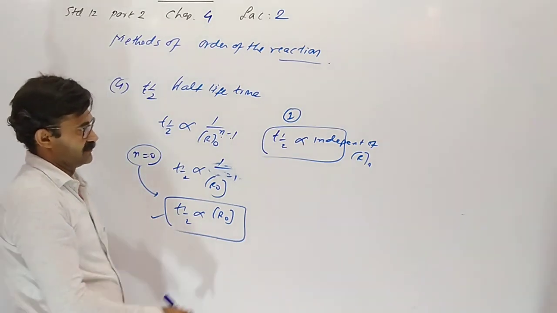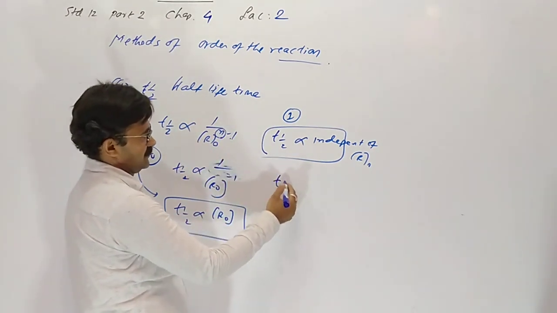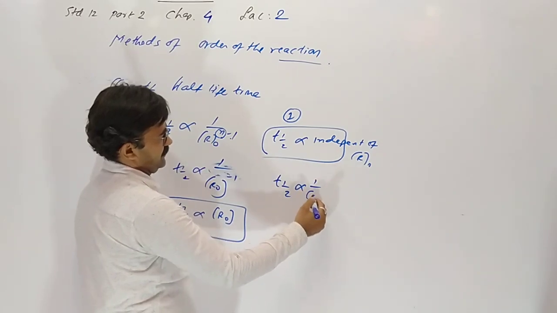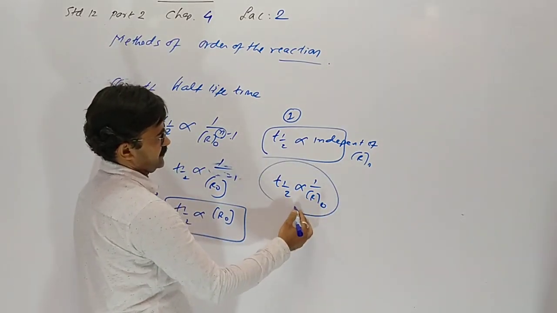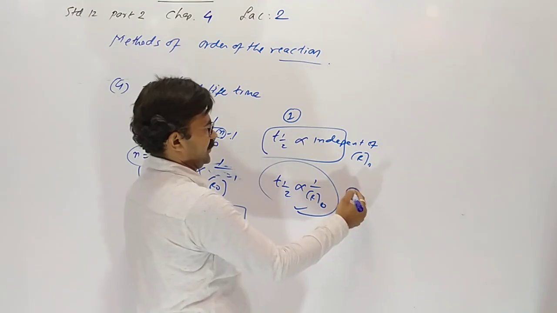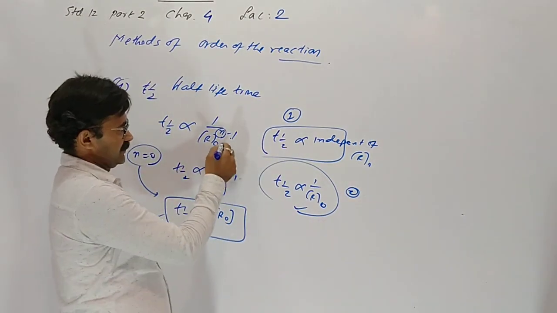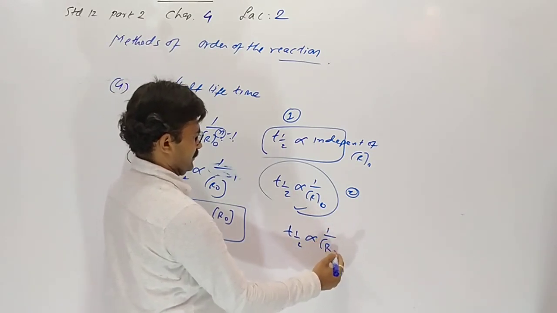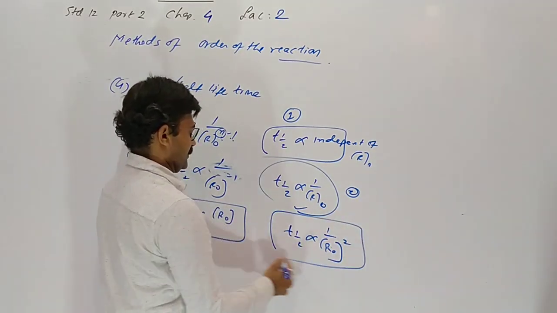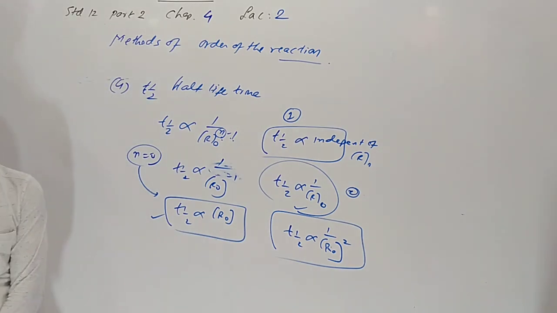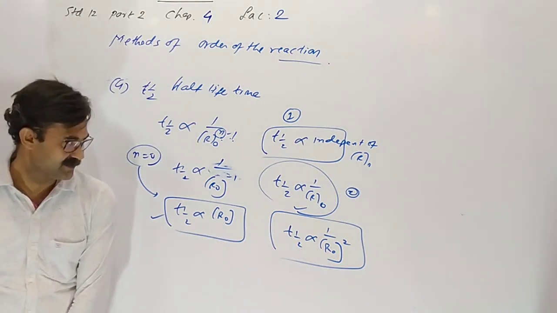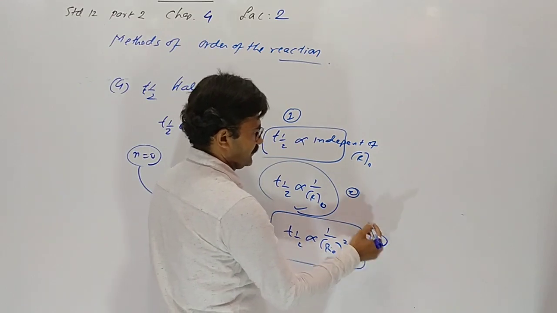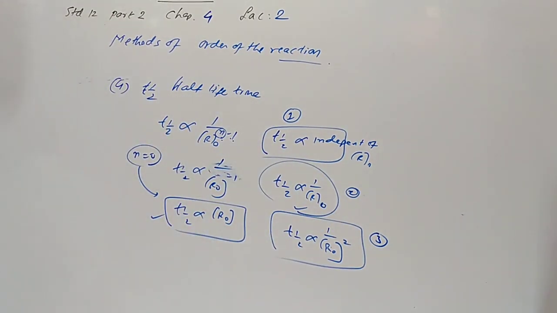What about second order? 2 minus 1, so t1/2 is inversely proportional to the initial concentration. So it should be second order. What about third order? 3 minus 1 means 2, so t1/2 is inversely proportional to the square of the initial concentration. So we can say the order of reaction is 3. With the help of these formulas, we can define the order of a reaction.